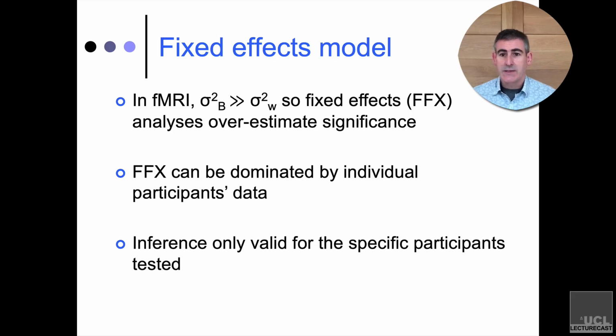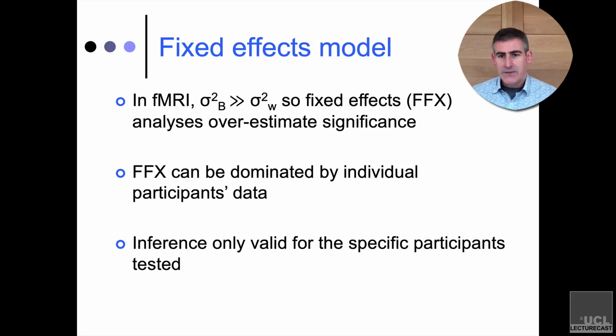But there are times when people conduct fixed effects analysis across individuals. And when you do that, you can get results that are very much dominated by an individual participant's data, right? Because you're not considering the fact that different people are doing the task slightly differently and there's variance there, you're ignoring that aspect of variance, then your statistics can be overinflated because you've reduced the denominator in your t-test, right? So the variance is less than it should be. Therefore, the significance is too high.